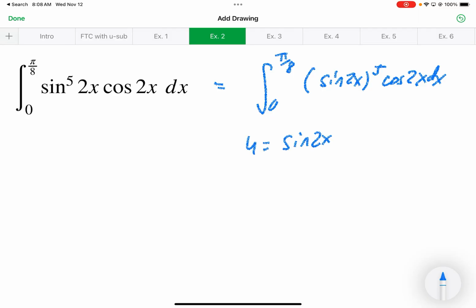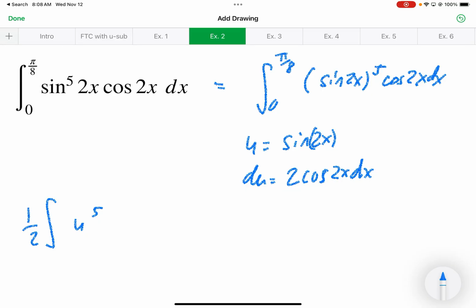So sine 2x, good. And then when we do du, what do we need to remember to do, Tarun? Yeah, chain rule, right? Function within a function. So we take the derivative of 2x, which would be 2. So we also need to have that piece as well. Okay, so we're going to put a 1/2 out in front. We'll deal with our limits in a second. What is left over when I plug in u? U to the 5th. So way easier.